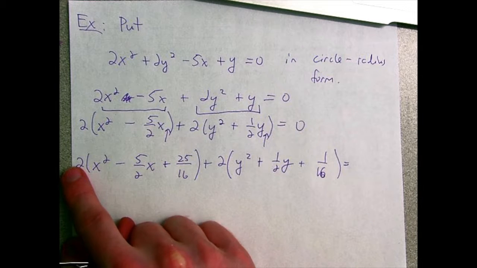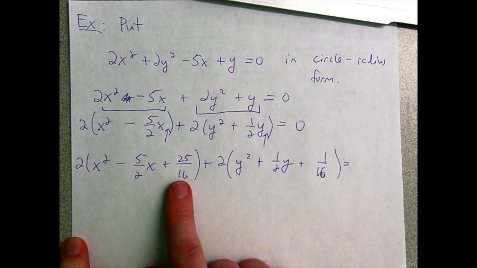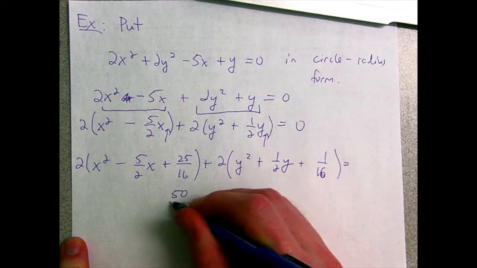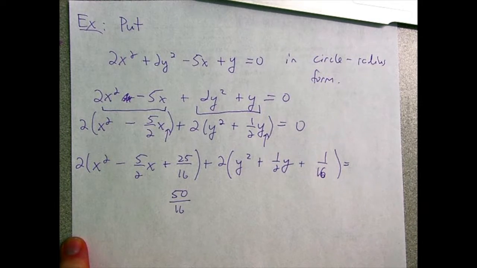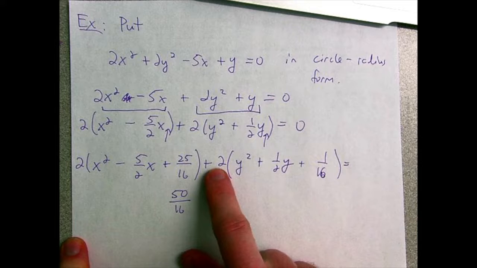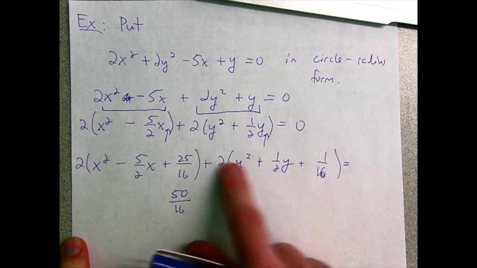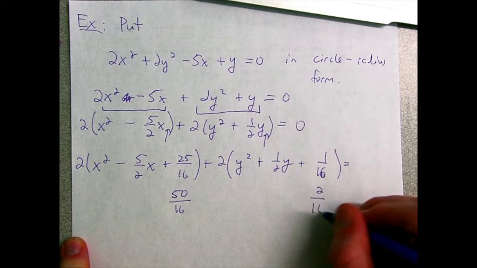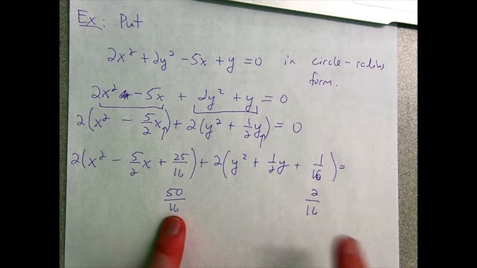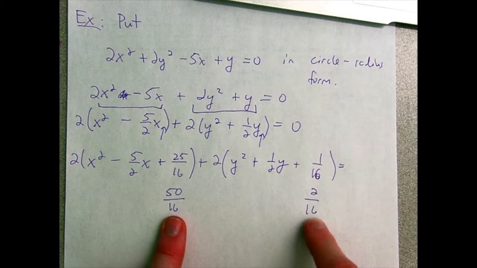Okay? Now, here's the thing. Whatever you add to the left-hand side, you must also add to the right-hand side. It is very tempting to think that we only added 25/16 and 1/16 to the left-hand side. But the thing is, this 25/16, because I've placed it within these parentheses, is actually getting multiplied by this 2. So what I really added to the left-hand side when I added the 25/16 is 2 times 25/16. So really here I added 50/16 to the left-hand side.